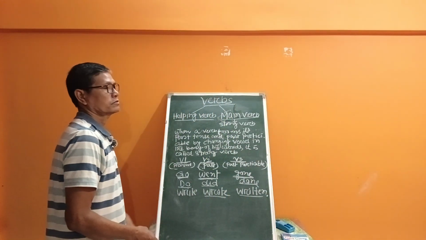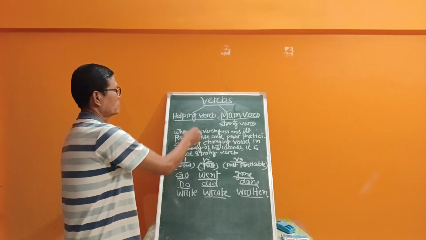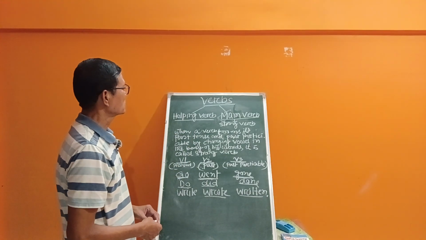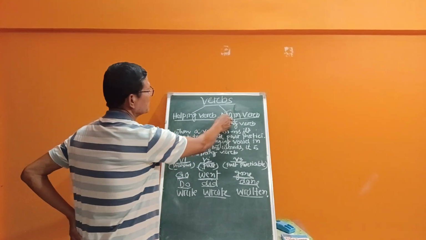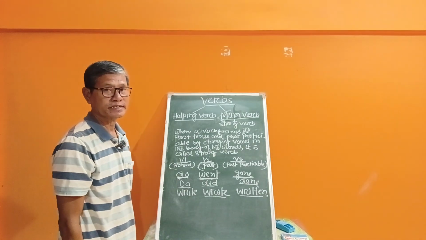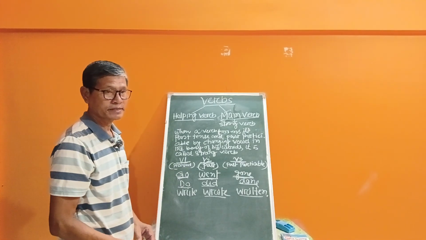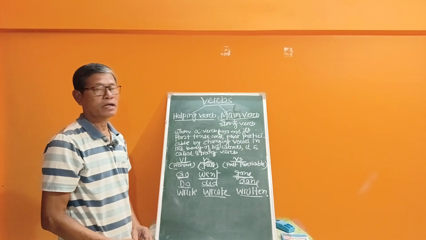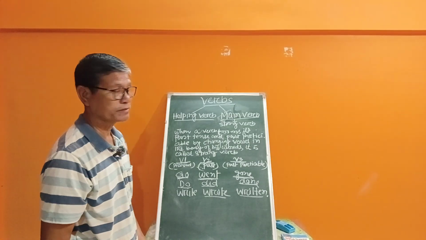Verb. Now we can divide verbs into two types. First is the helping verb, and next is the main verb. Now again, the main verb will be divided. There are many types of main verb, that is transitive and intransitive verb. We have already discussed what transitive and intransitive verbs are, with examples, in the previous video.